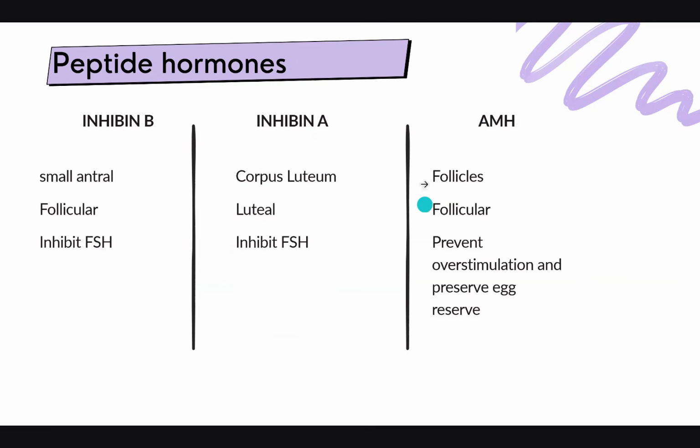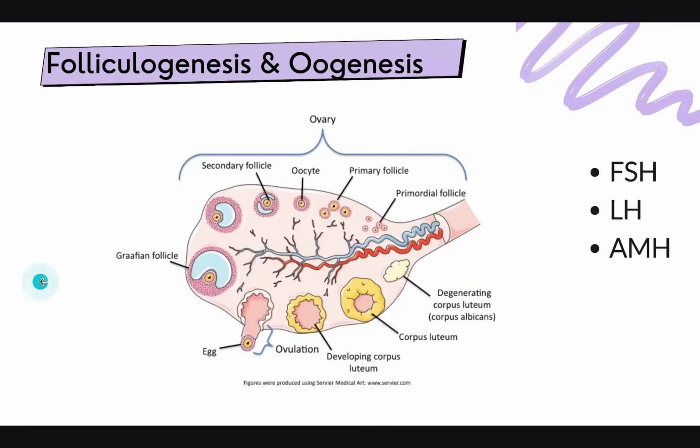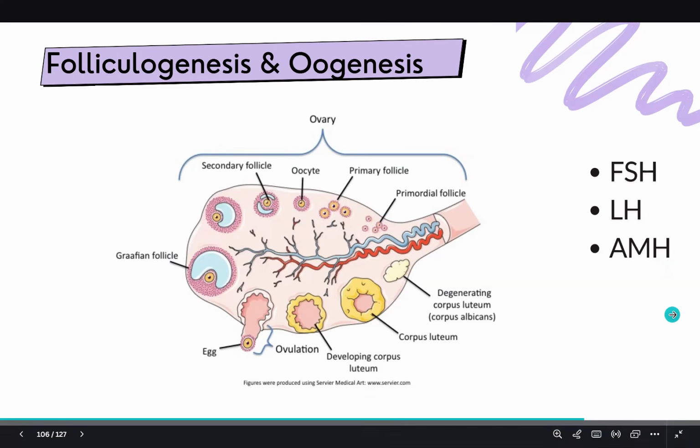Anti-Mullerian hormone is released from the follicular cells during the follicular phase, and it prevents overstimulation and preserves egg reserve. For example, if there is no anti-Mullerian hormone, thousands of eggs will be recruited every cycle, and this will lead to early depletion of the ovarian reserve. We do not want this to happen, and that is why anti-Mullerian hormone is released from the follicles. These growing follicles will make sure that there is no more recruitment of primordial follicles, and only one Graafian follicle is released every month.